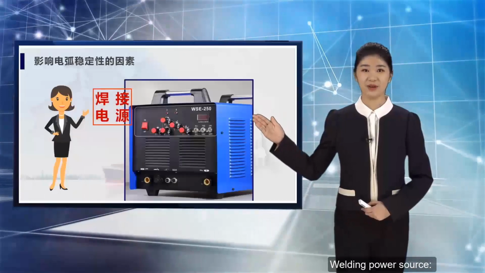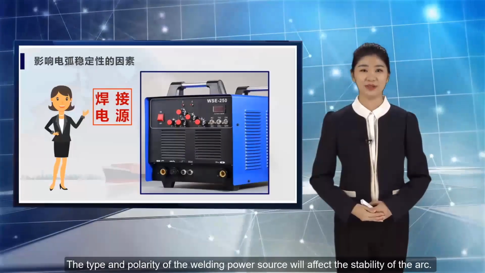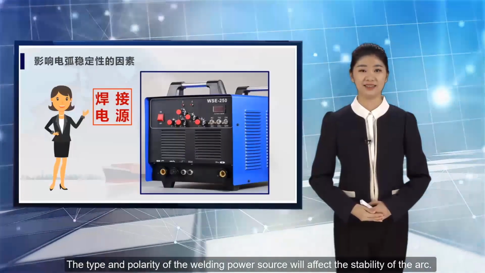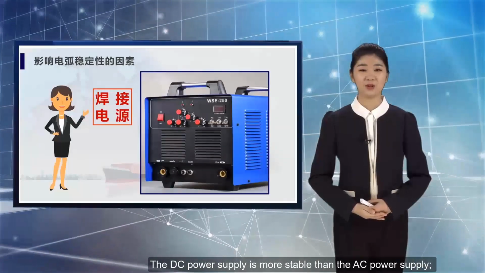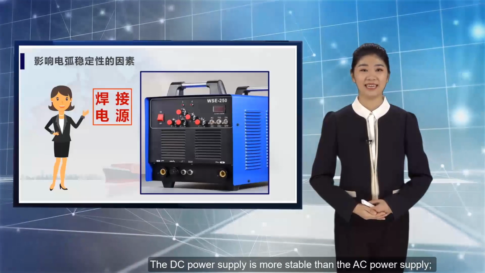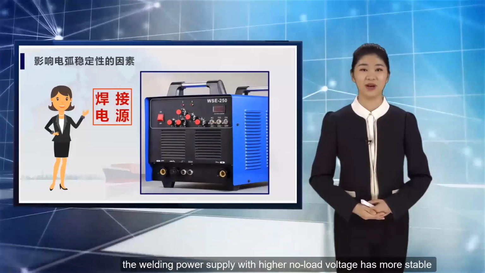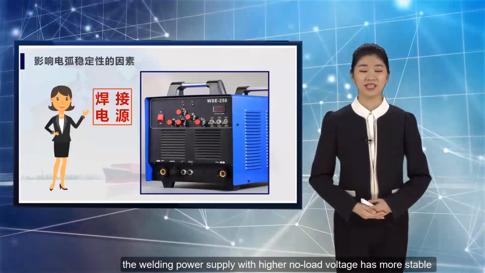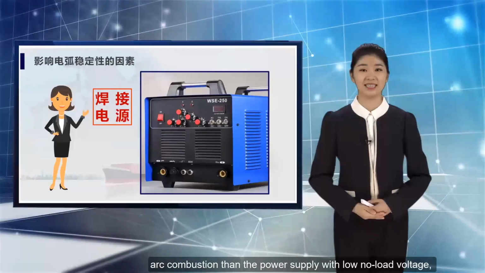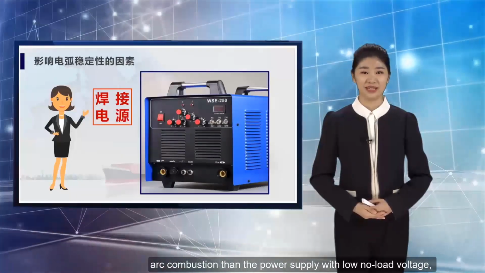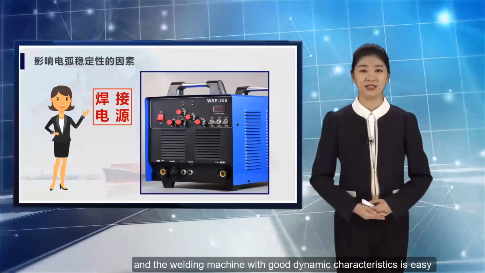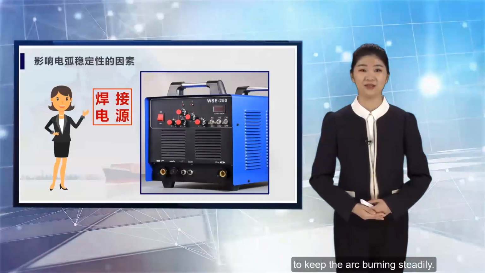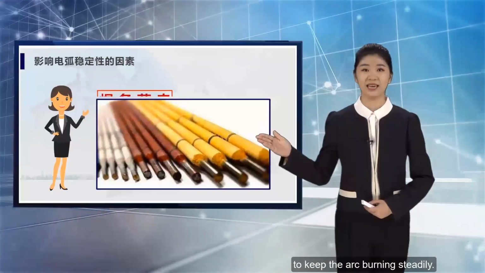Welding power source. The type and polarity of the welding power source will affect the stability of the arc. The DC power supply is more stable than the AC power supply. The welding power supply with higher no-load voltage has more stable arc combustion than the power supply with low no-load voltage. And the welding machine with good dynamic characteristics is easy to keep the arc burning steadily.